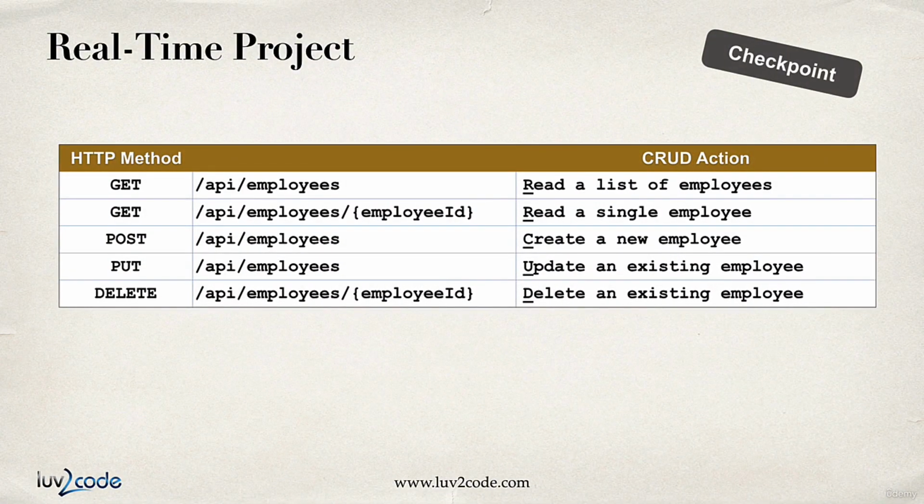Okay, so now just doing a checkpoint here on our real-time project as far as the list of API methods. So we've already completed the first one here of get to read a list of employees. Now in this video, we'll focus on actually doing a get for a given employee ID for a single employee and also doing a post to create a new employee.